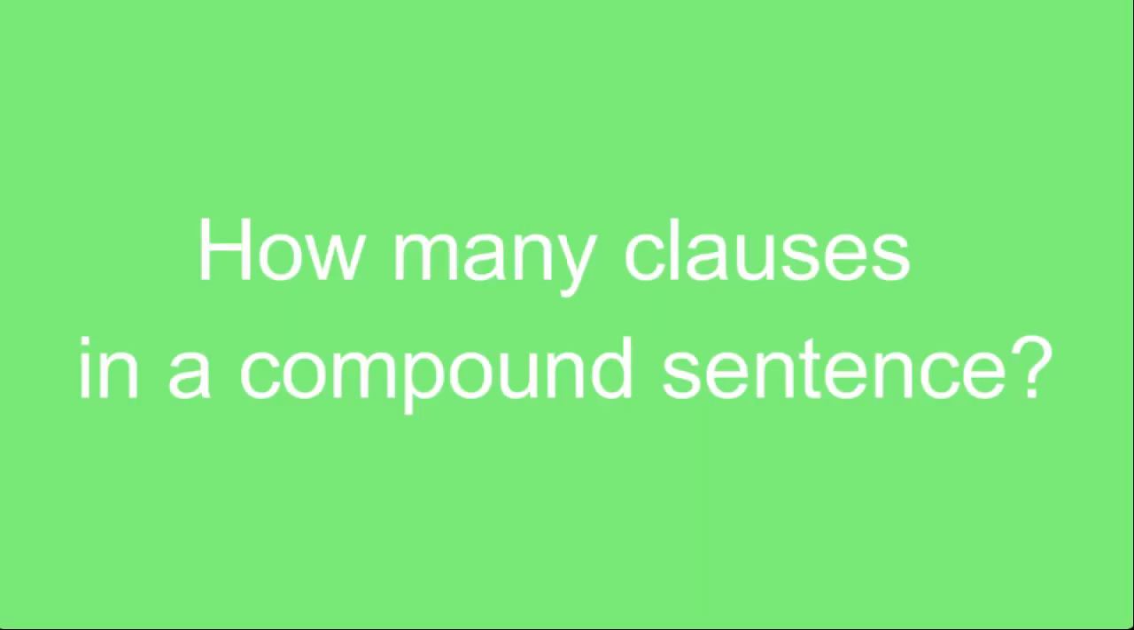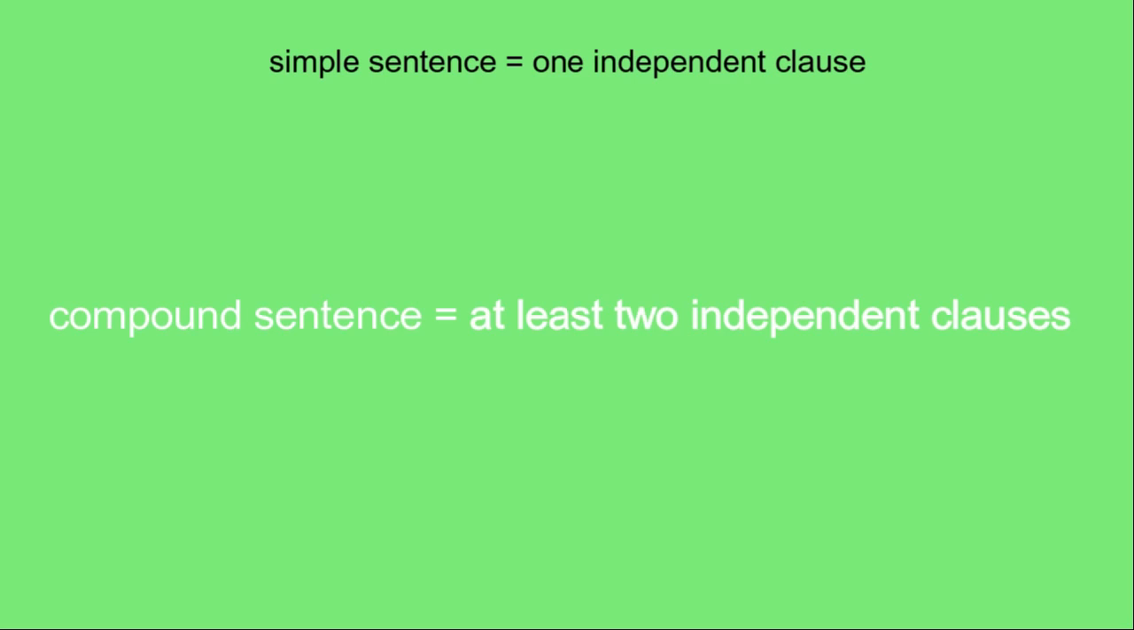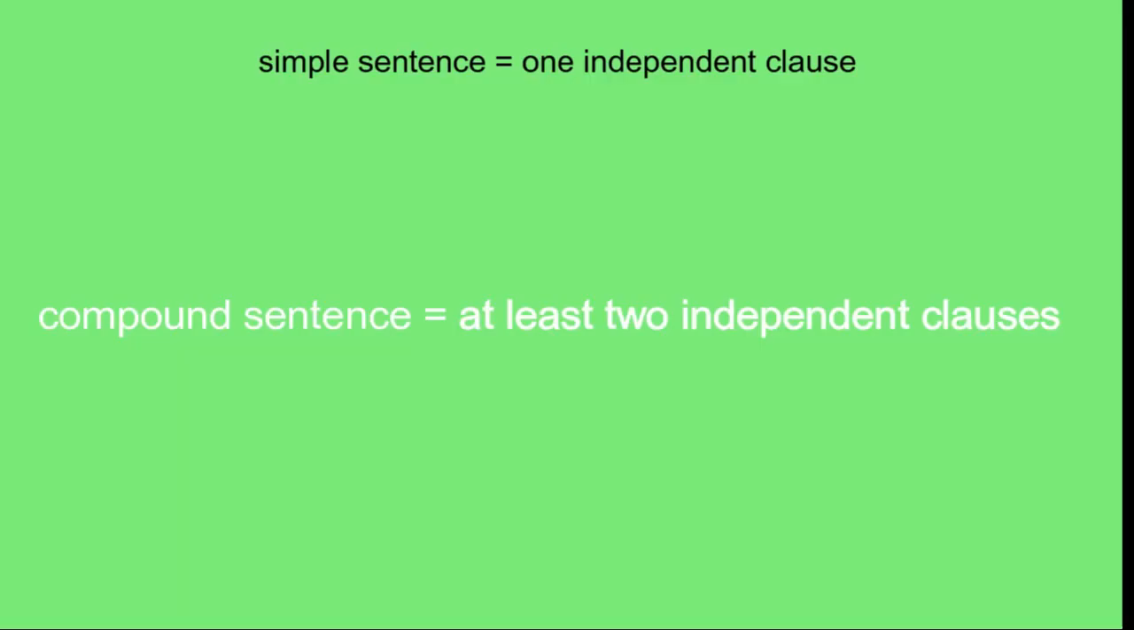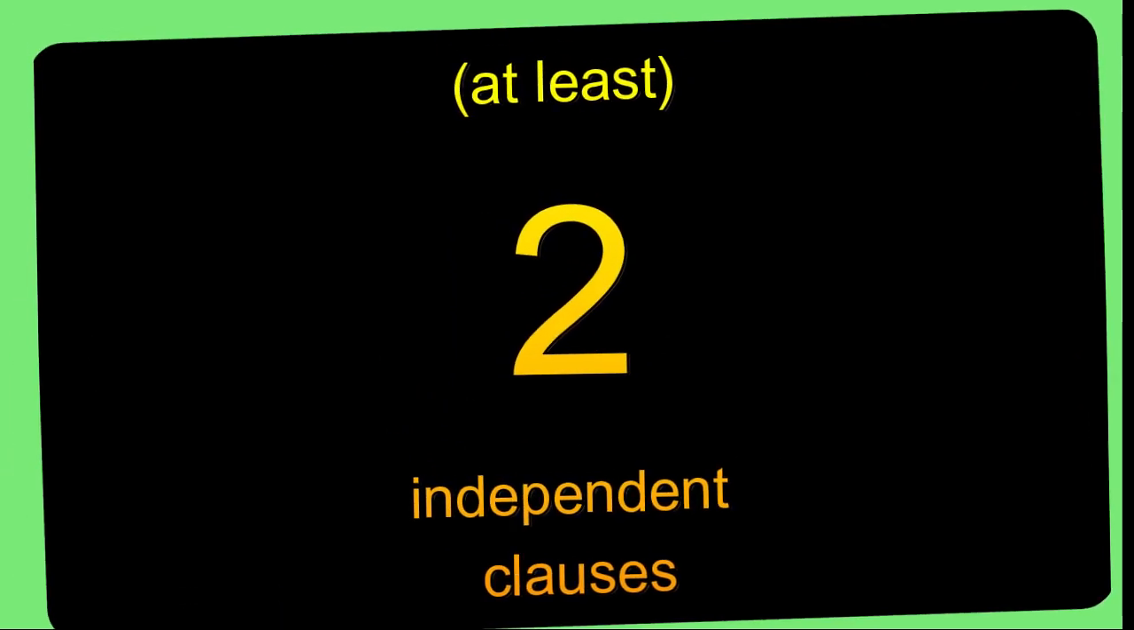We have talked about simple sentences. Simple sentences have one independent clause. So do you remember what a compound sentence is? How many clauses? Compound sentences have at least two independent clauses.